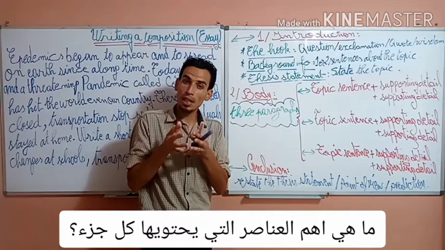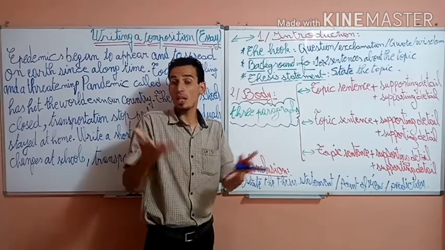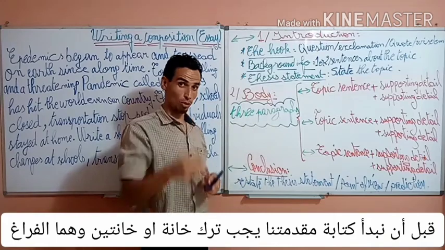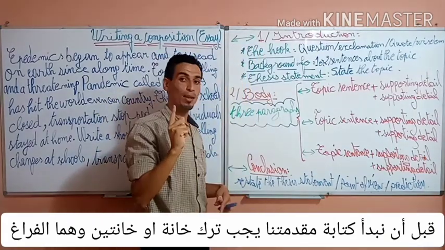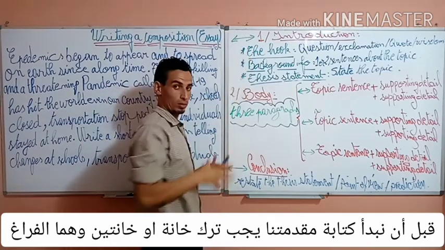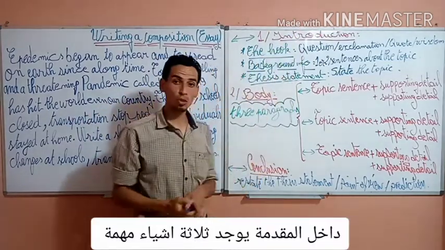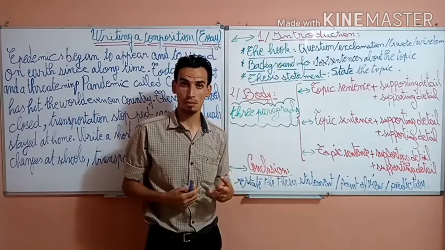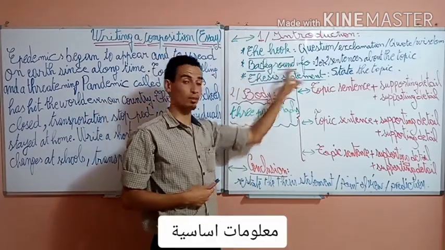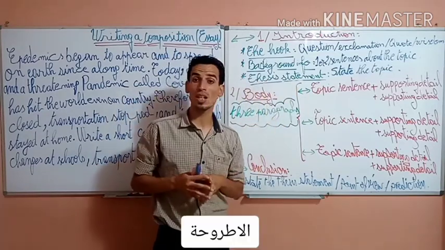What are the main important things inside each part? So let's start with the introduction. Before we start our introduction, we need to leave 2 or 1 square, that is indentation. It's very important. Inside the introduction, we have 3 important things. First, the hook. Second, background information. And the third and last, the thesis statement.